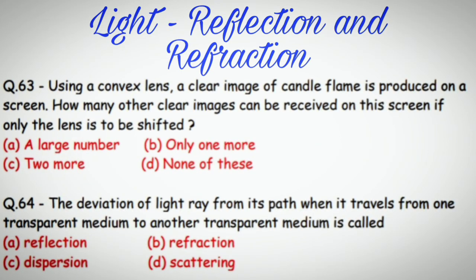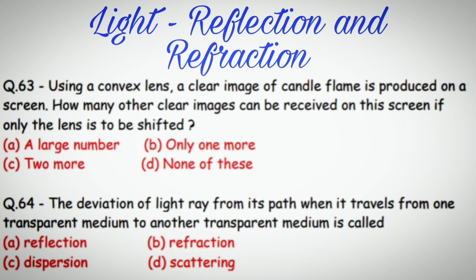Next question comes here. Using a convex lens, a clear image of candle flame is produced on a screen. How many other clear images can be received on this screen if only the lens is to be shifted? Option A large number, option B only one more, option C 2 more, option D none of these. And the correct answer is only one more.